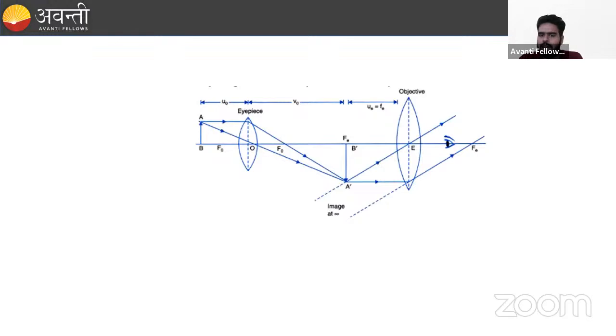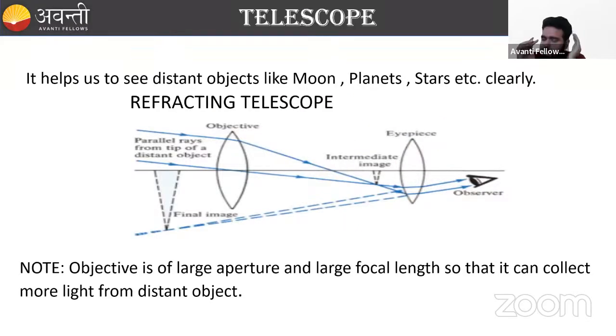This is the ray diagram whenever the final image is formed at infinity. So we can say that the image formed by the objective must lie on the focus of the eye lens.